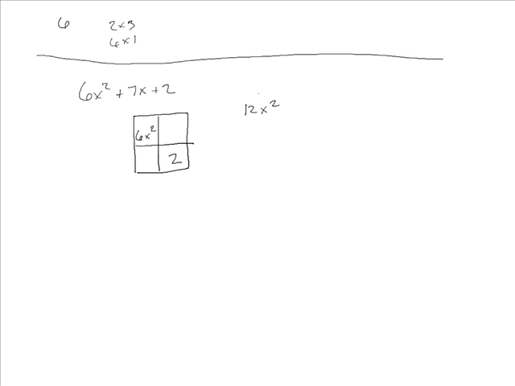Now my second clue for finding the two numbers for those boxes is to look at this center number right here, the 7x. These two numbers have to multiply to give me 12x squared, and they have to add to give me the center number, 7x. So I need two numbers that add to 7x and multiply to 12x squared. If you think about it for a second, the two numbers that fit are 3x and 4x. 3x plus 4x gives me 7x. 3x times 4x gives me 12x squared. So these are the correct two numbers for the empty boxes.